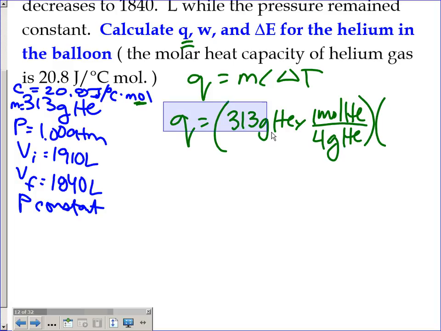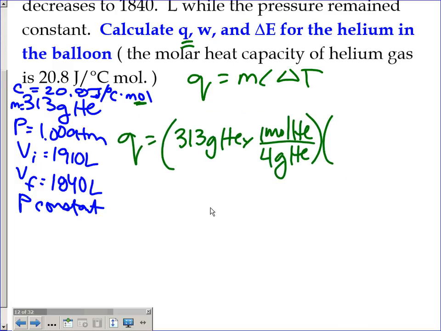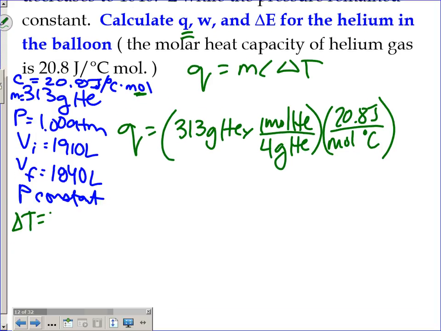20. Did you say the joules? I didn't hear you. Oh, okay. 20.8 joules per mole degree C. And what's my delta T here? Oh, I didn't write it down. What was it? Oh yeah, it decreased 15 degrees Celsius.